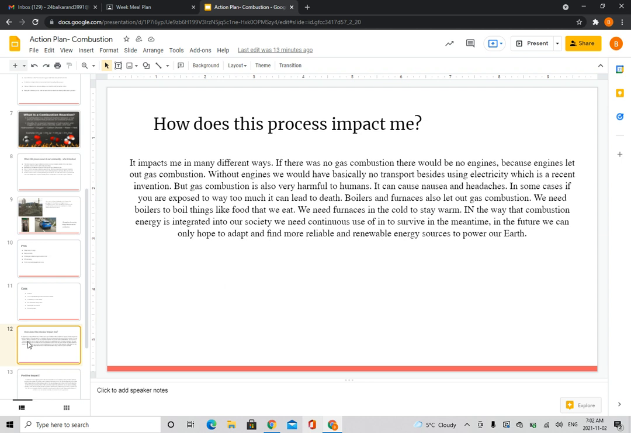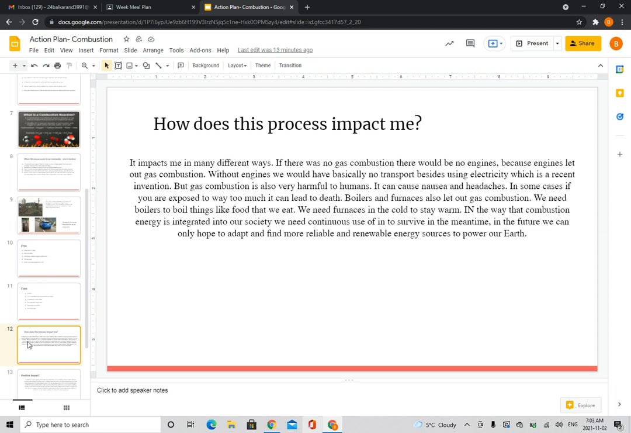How does this process impact me? It impacts me in many different ways. If there was no gas combustion, there would be no engines, because engines use gas combustion. Without engines, we would have basically no transport besides using electricity, which is a recent innovation. But gas combustion is also very harmful to humans. It can cause nausea and headaches. In some cases, if you are exposed to way too much, it can lead to death.